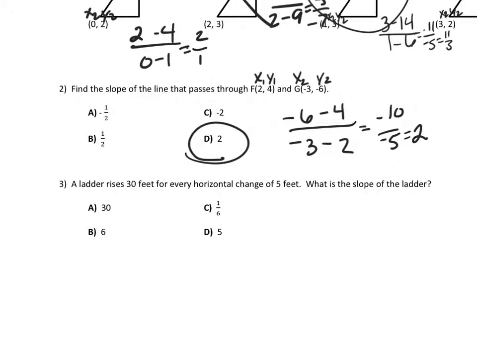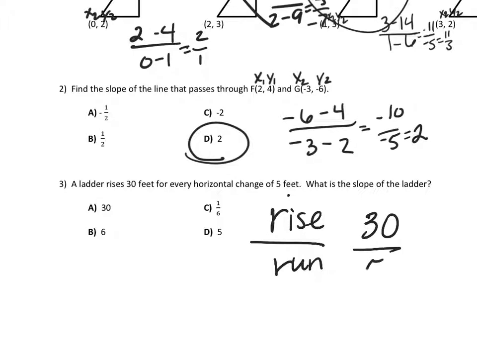Number 3. A ladder rises 30 feet for every horizontal change of 5. Rise over run, right? It rose 30 feet and then it ran 5. What does that simplify to? Boom. We just make it easy.